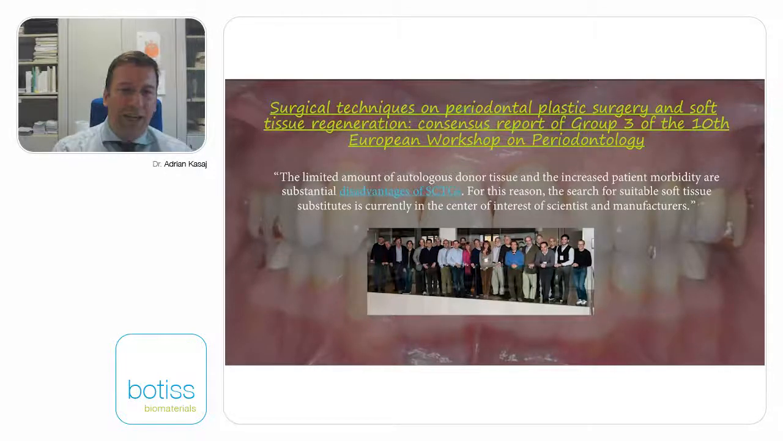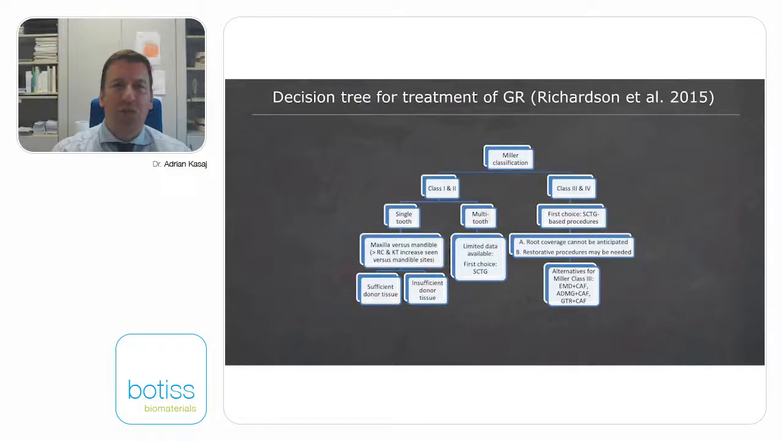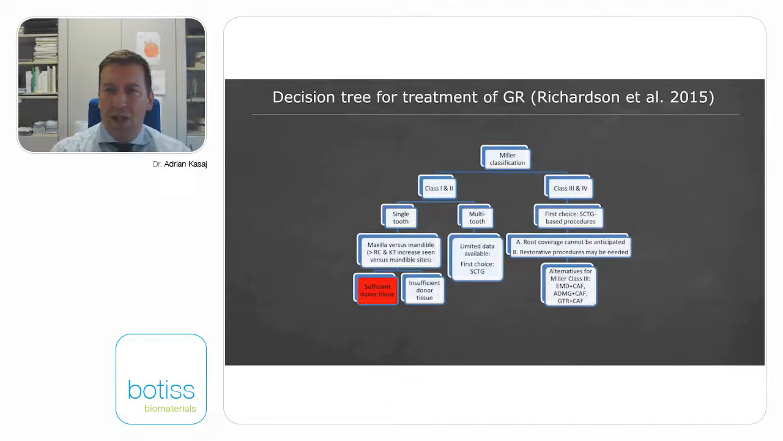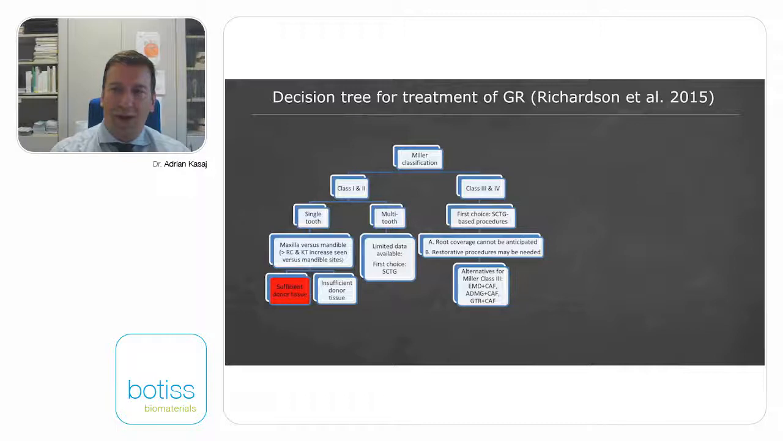manufacturers. And just 1 year after this consensus report, Richardson and co-workers published in 2015 this decision tree for the treatment of gingival recession, which is actually the first decision tree taking into the account availability of donor palatal tissue. So here in the situation, Miller class 1 and 2, if you have sufficient donor tissue, okay, first choice would be still the subepithelial connective tissue graft.